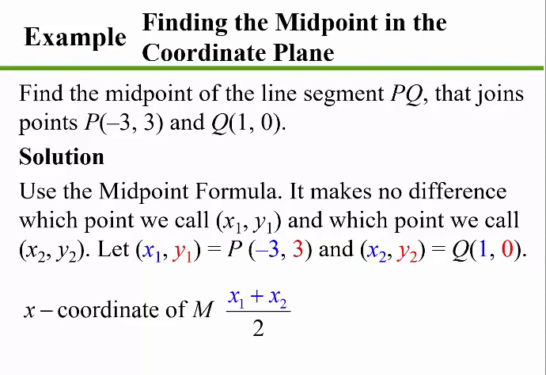All right, so for the x coordinate of M, I'm going to take the two x values, sum them and divide by 2. So -3 plus 1 divided by 2 is equal to -2 divided by 2, which is equal to -1. All right, that's just the x coordinate. Now remember, for a midpoint of a line segment in a coordinate plane, you need 2 values. So I found the x coordinate. What I need to do now is find the y coordinate.